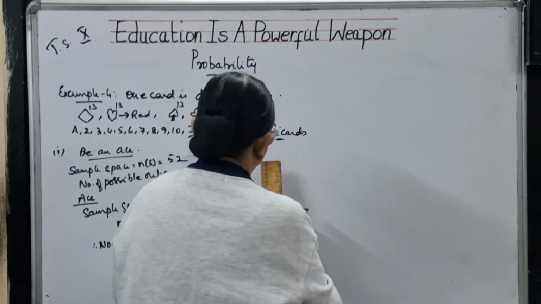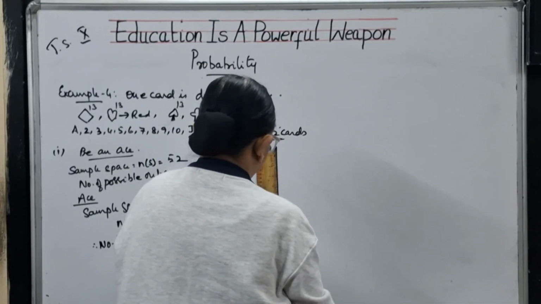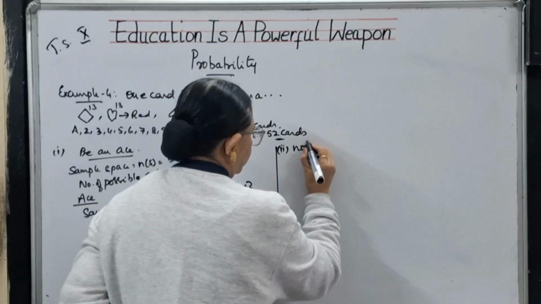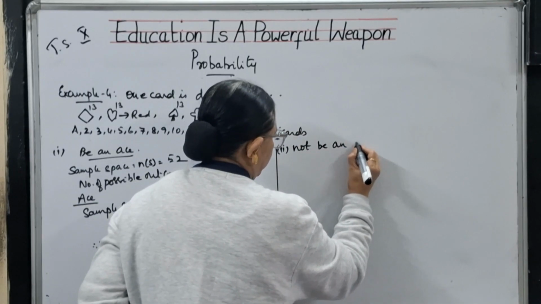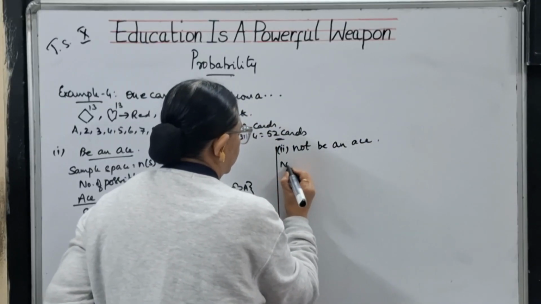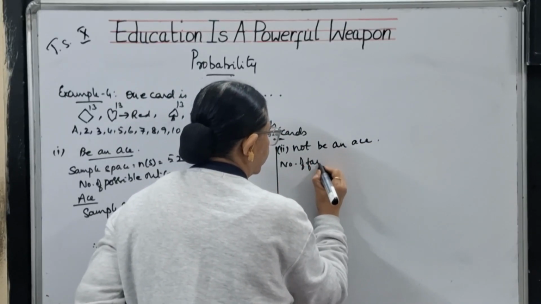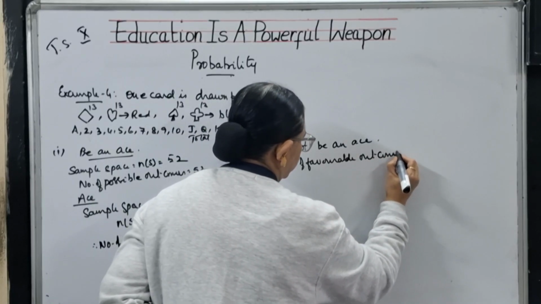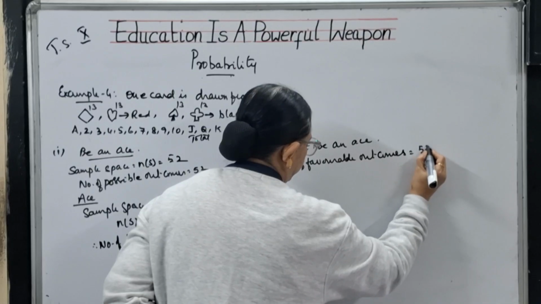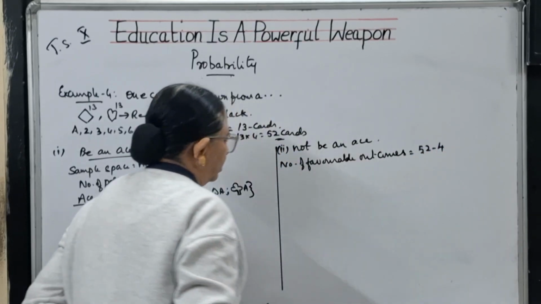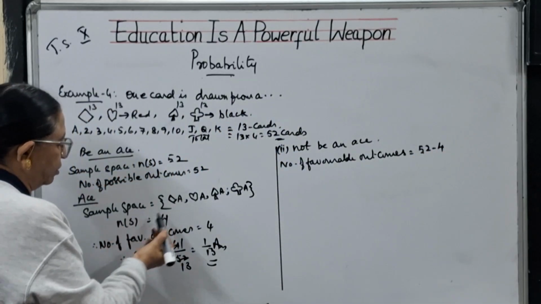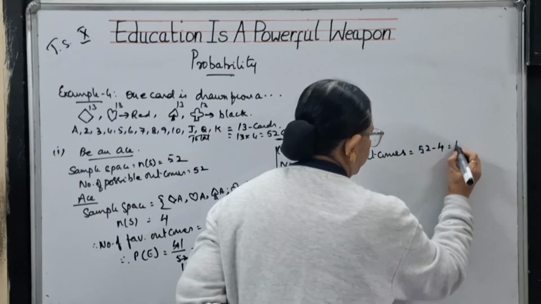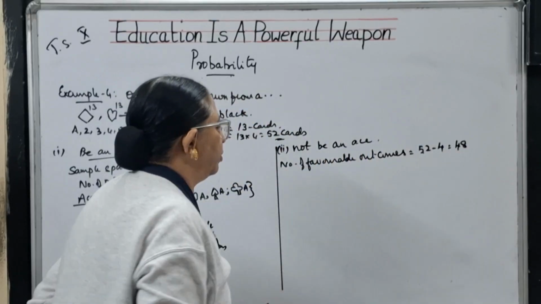And the second part is the card not being an ace. So here the number of favorable outcomes will be from 52. Aces are 4. We have already done that here. The number of aces, all these, are 4 aces. So if you subtract that, 48 will be the favorable outcomes.